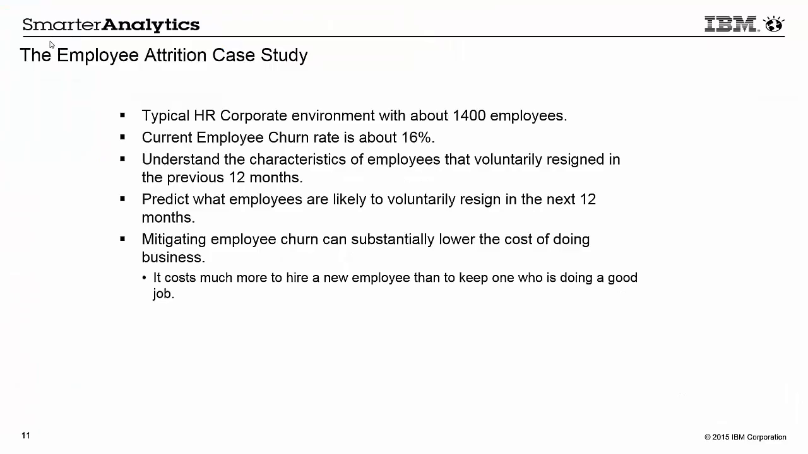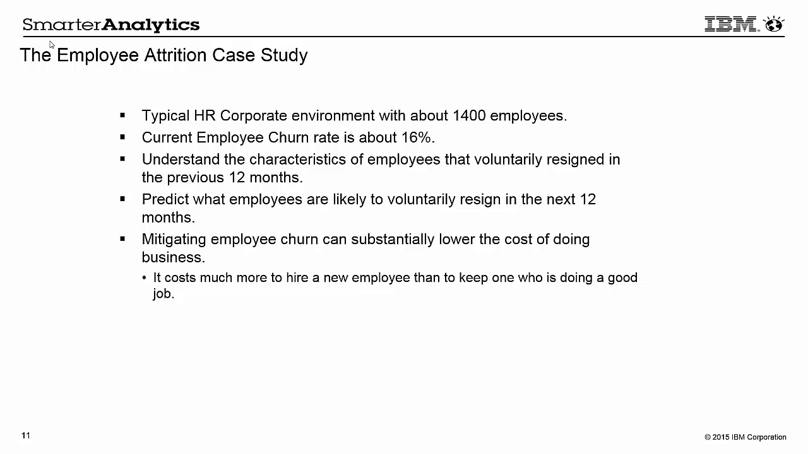Okay, in our next example, we're going to look at employee attrition. The data we're going to be looking at comes from a typical HR corporate environment with about 1,400 employees. Right now, for this organization, their employee churn rate is about 16%, so it's pretty high. What we're going to do with the data is understand the characteristics of the employees that voluntarily resigned in the previous 12 months.